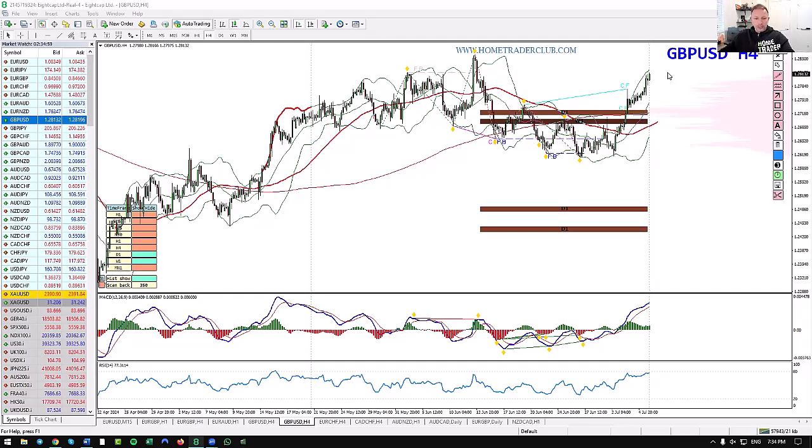So I do expect to see some sort of pullbacks, and from there, I do believe the pound dollar is going to continue higher. As long as these lows hold, this would invalidate my view at the moment. So as long as these lows hold here, for me, buy the pullbacks for the pound dollar. Here is actually the trading plan.